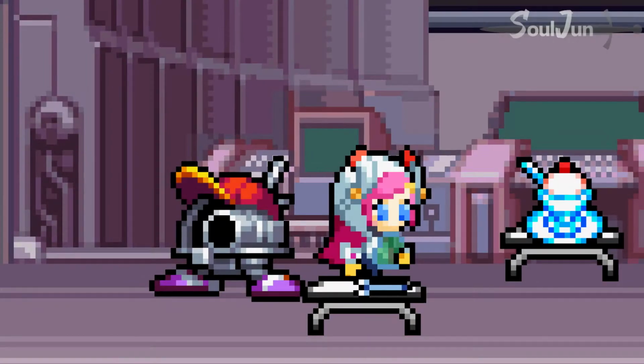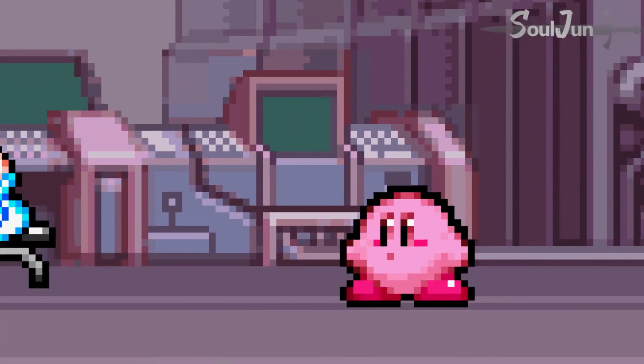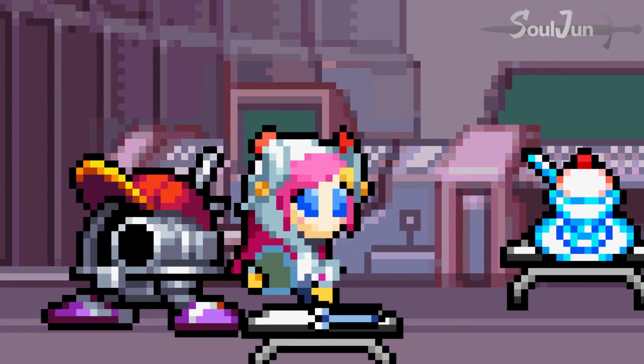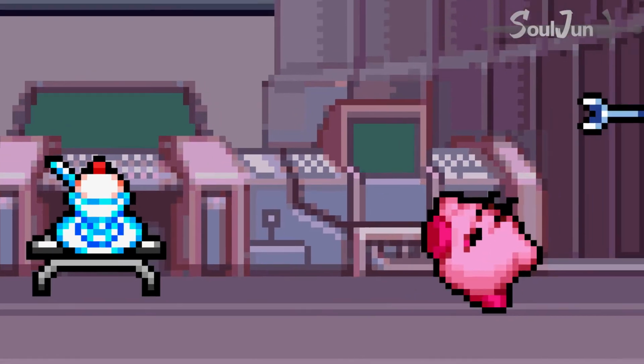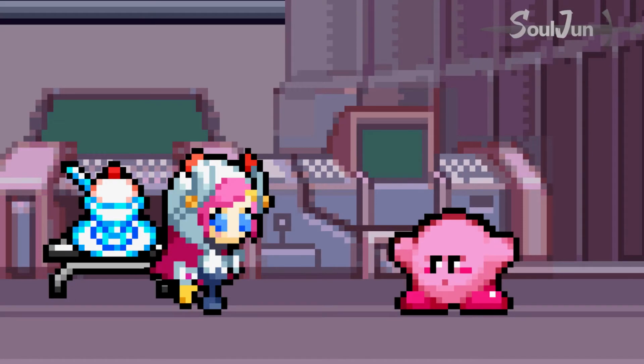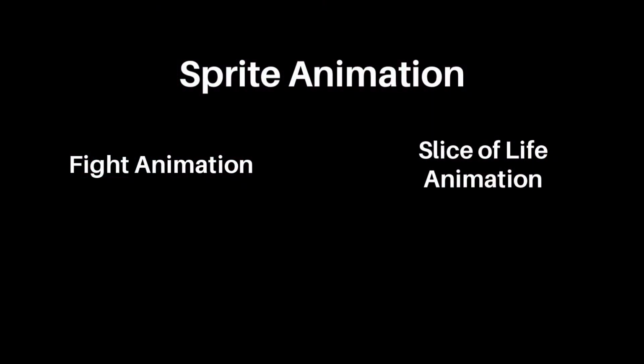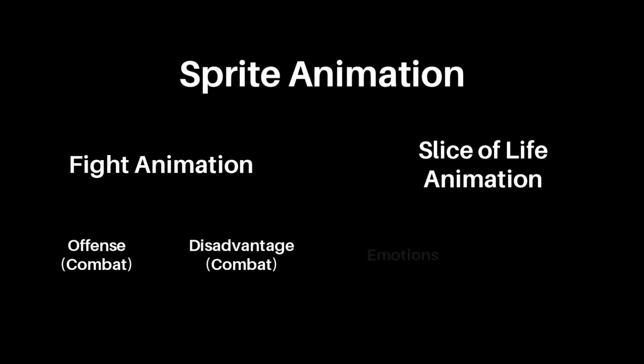A slice of life animation, on the other hand, is significantly broader, covering various aspects such as skits or talking scenes. The core of these animations is presenting a situation with at least one character and showcasing their thoughts, reactions, and emotion throughout the scenario. By breaking down these two animation types, there are three categories for spreadsheets to adhere: offense, disadvantage, and emotions.